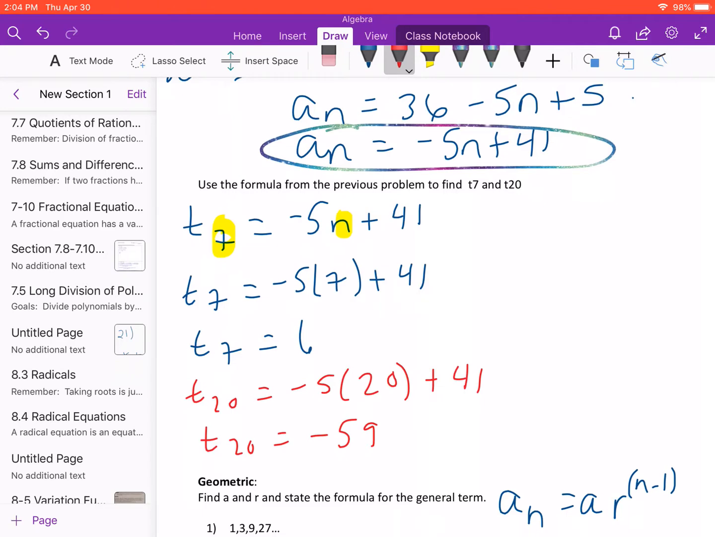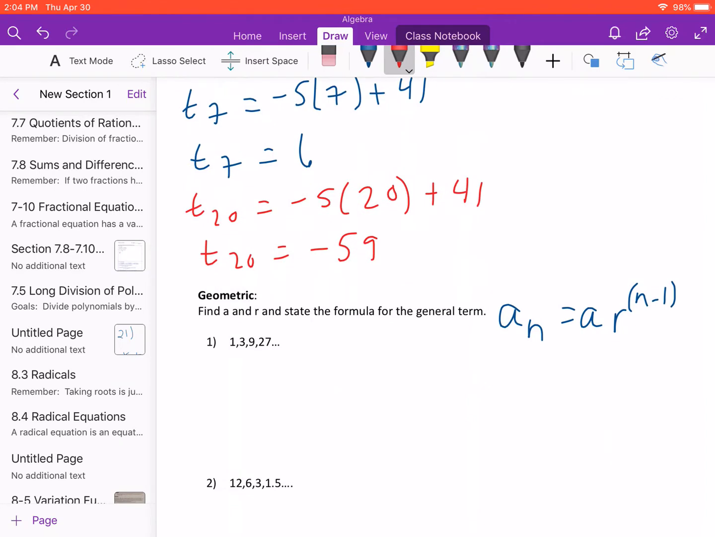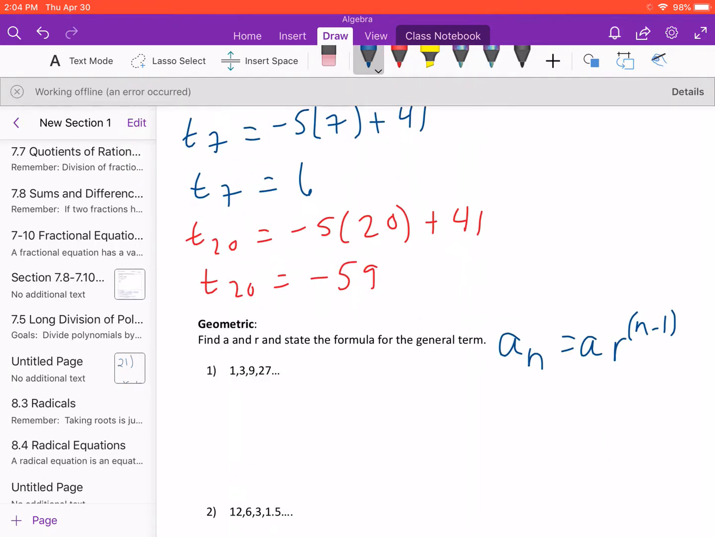So let's look at geometric. So in the geometric, it wants us to find the formula for the general term, which I've already written on here for you from above. So find A and R and state the formula. In this case, we have a 1, a 3, a 9, and a 27. A is equal to 1, and our ratio in this case looks like it's a 3.